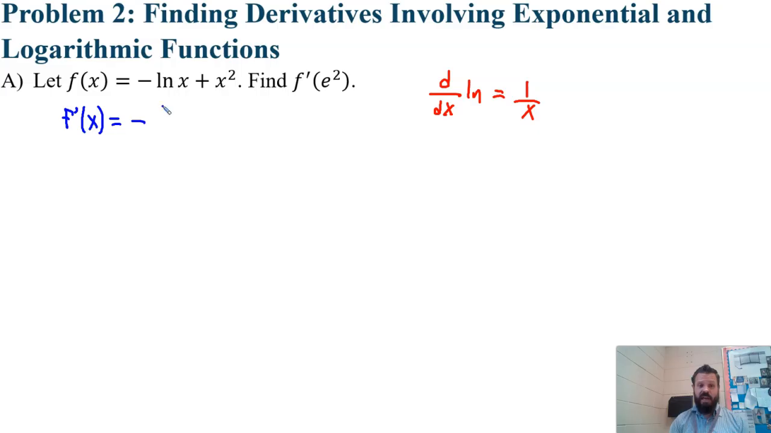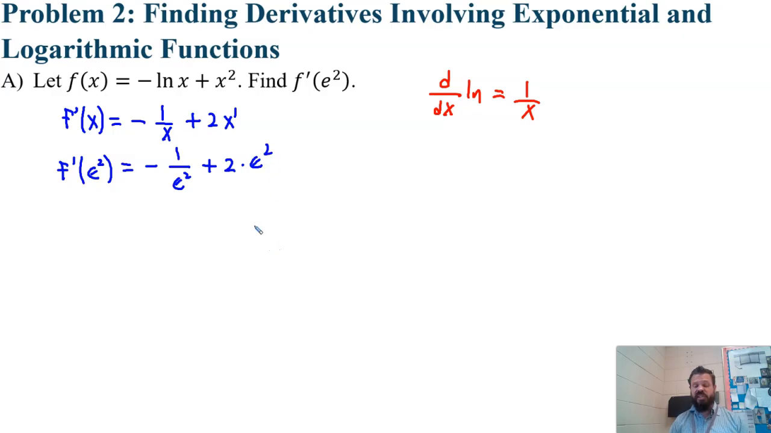So here we have just a negative 1 over x plus, then here we're back for our power rule, x squared. That derivative is going to be 2x to the 1. There's my derivative function. And then we can plug in the e squared to that, which we can say is equal to a negative 1 over e squared plus 2 times e squared. And that's all the simpler I can make that, leaving it exact.